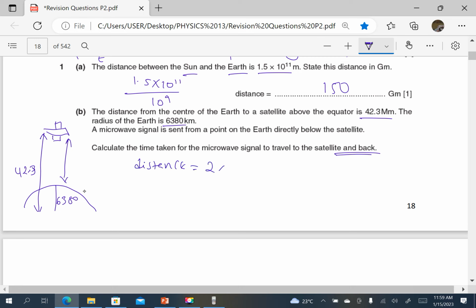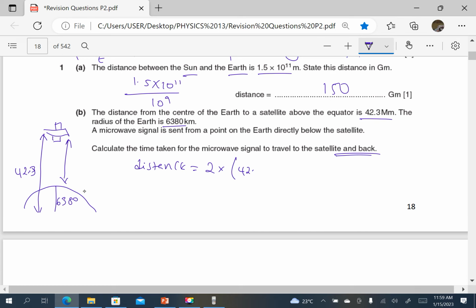is going to be 2 times 42.3. Mega is 10 power 6, minus, I'll also change this from kilo to mega. Remember, kilo is 10 power 3. To change it to mega, it will be 10 power 3 divided by 10 power 6. So that would be 6.38 times 10 power 6. So this is times 10 power 6.